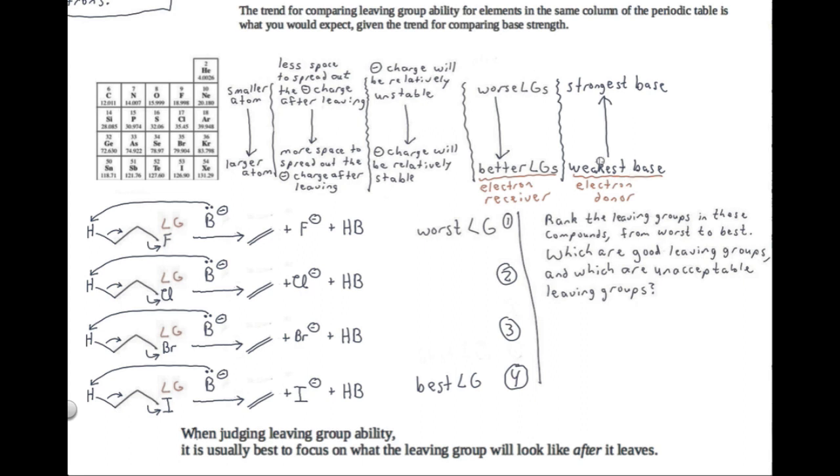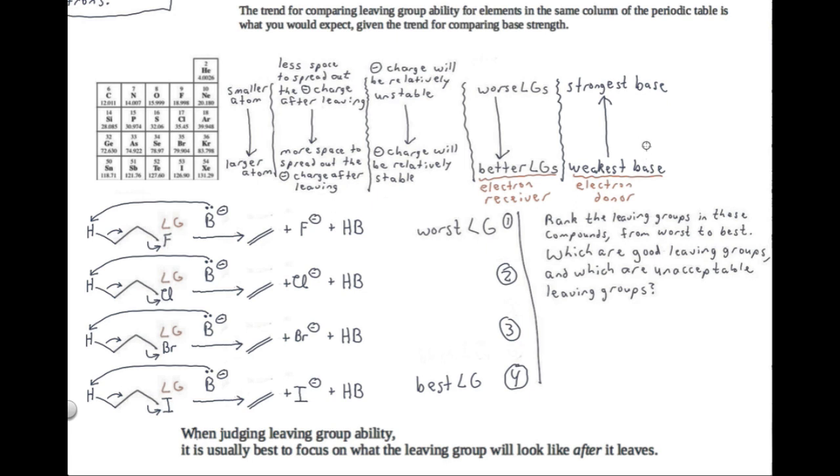And similarly, a large atom would be a weak base, because its negative charge would be spread out and stabilized and not very eager to be donated. And the same logic that makes a large atom not a good electron donor means that the large atom would be a good electron receiver. So the trend for leaving group ability is just what you would expect based on the trend for base strength. And in fact, they're both based on the same logic: negative charges are more stable on large atoms where they can be more spread out, and less stable on small atoms where they're more concentrated.